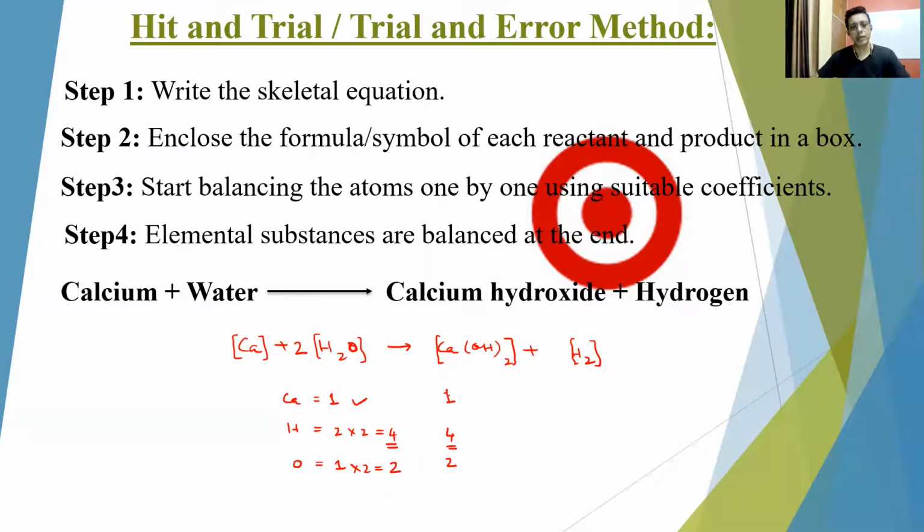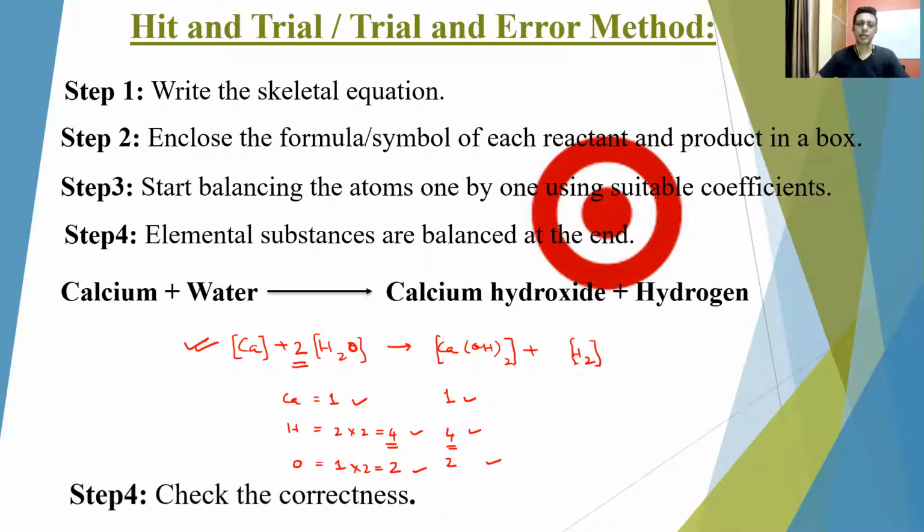So calcium is balanced. Hydrogen is balanced. Oxygen is balanced. That means this equation is balanced. So only by placing 2, the equation is balanced. Now to check the correctness, you can check like this whether the balancing is correct or not.